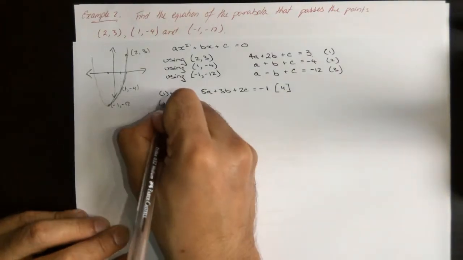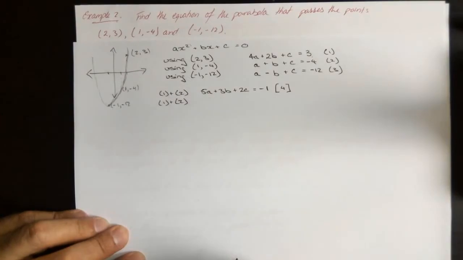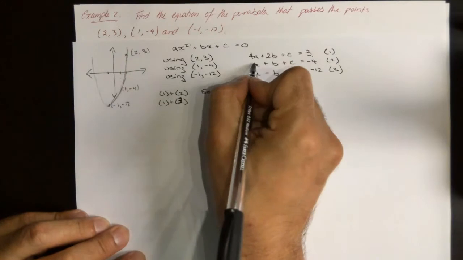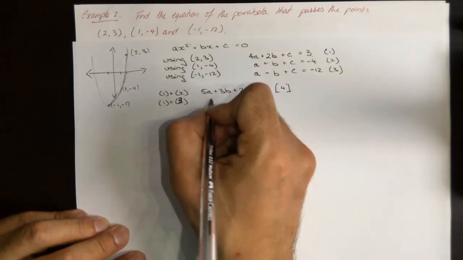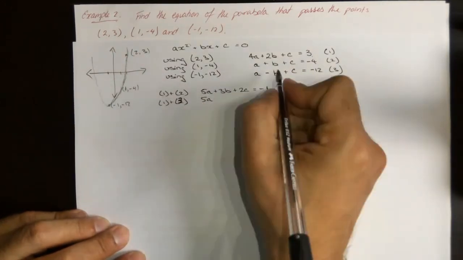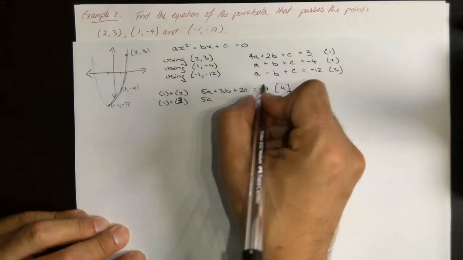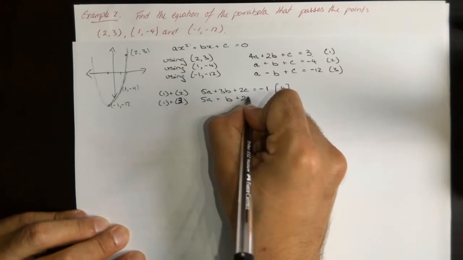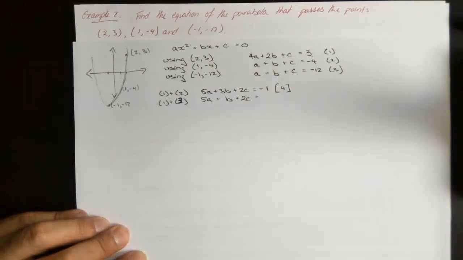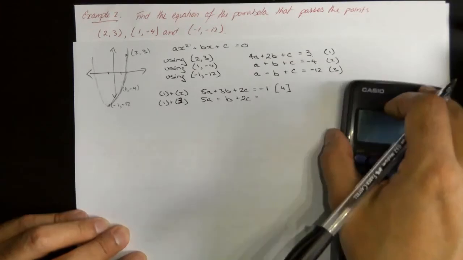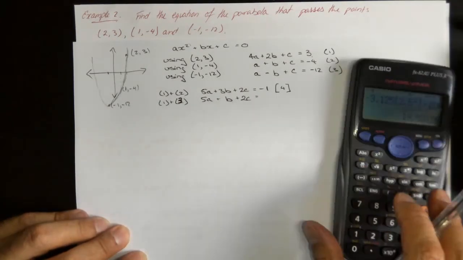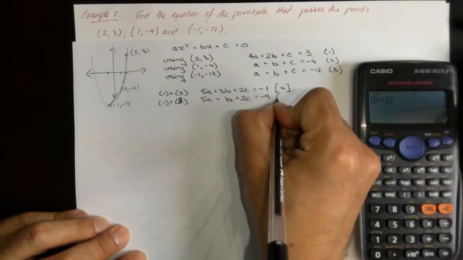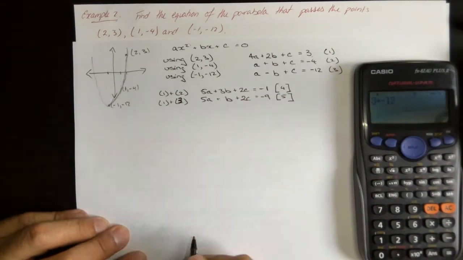So I'm going to begin with equation 1. I'm going to add it with equation 3, sorry. So 4a plus a becomes 5a. 2 minus 1, it just becomes 1. And that becomes 2c. 3 plus -12 is -9. Okay. And that's going to be equation 5.